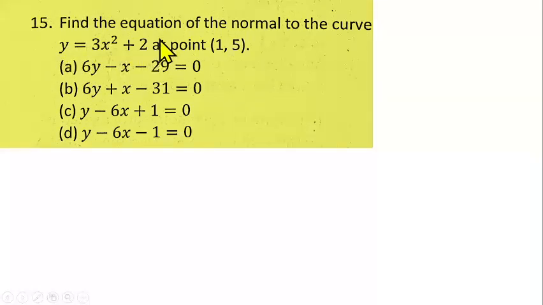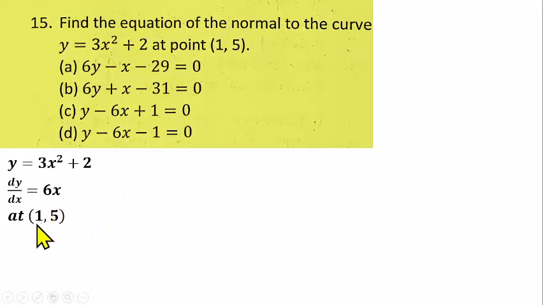We can find the gradient of this curve, y equals 3x squared plus 2, at this point (1, 5). We can differentiate this function, because we know that differentiation literally means gradient. If I differentiate this, dy/dx will be equal to 6x. Then at (1, 5), our x is 1. If I substitute that here, dy/dx, which is the same as the gradient m, will be 6 times 1, and that will be 6.